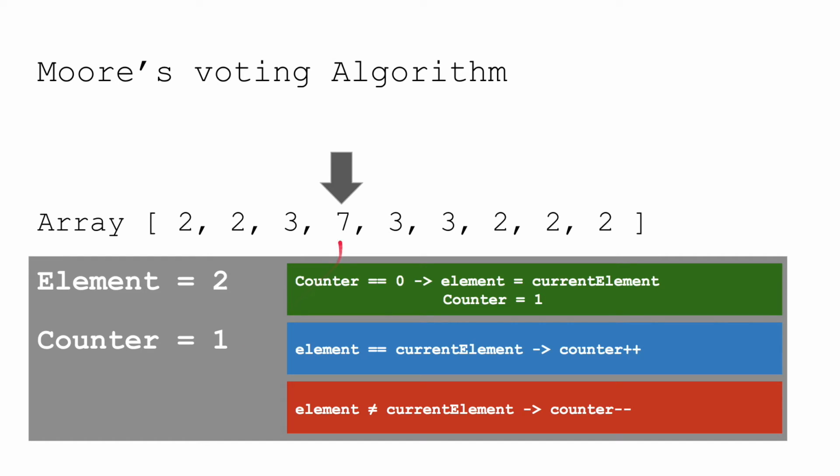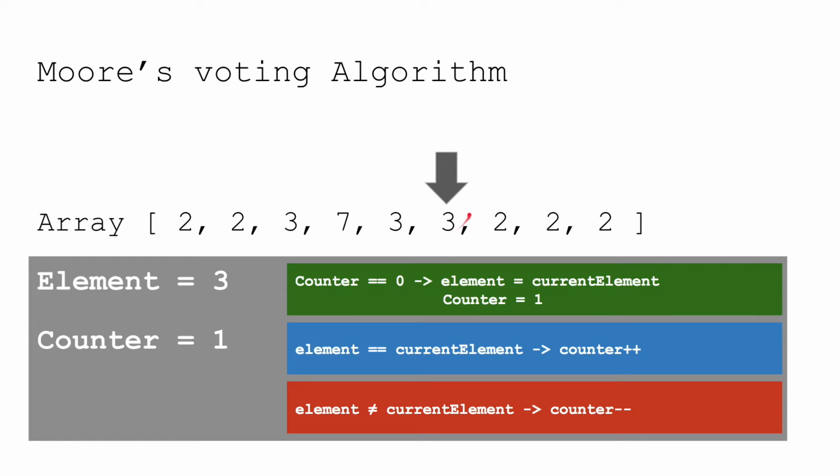So this counter will decrement by 1. Okay, now the next element is 7, which is again not equal to this element. That means again the counter needs to decrement by 1. And then the next element is 3. So here the counter is equal to 0. So we need to set this element to the current element and we need to set the counter to 1. After which element will become 3 and the counter will become 1.